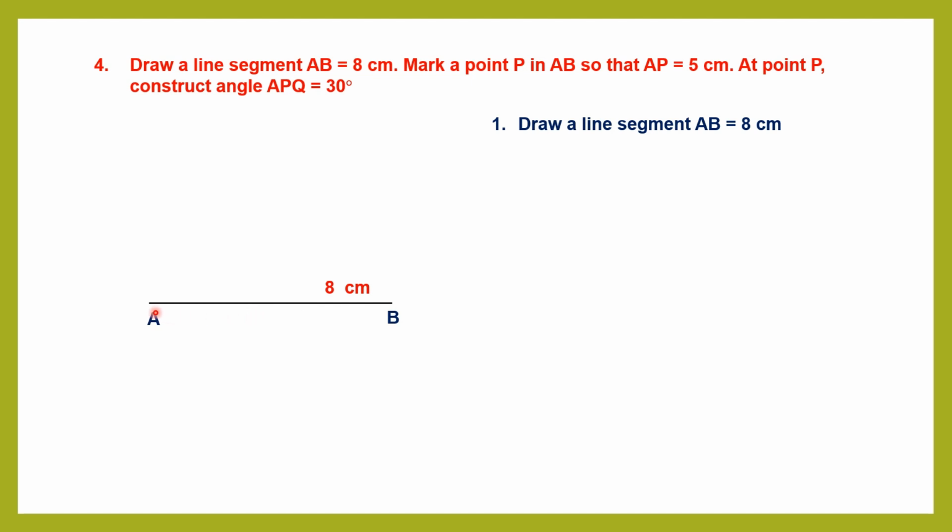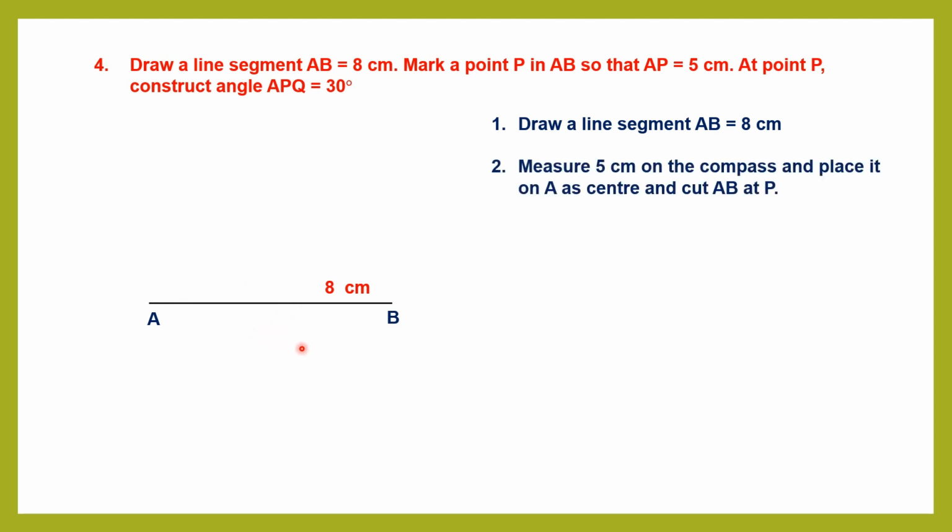Again you can use the help of your ruler to get 5 centimeters, or use your compass: measure 5 centimeters on the compass, place it on A and cut AB at P. If you're using a compass, this is how you will get it. Then let's read the question. At point P, construct angle APQ equals 30 degrees. So at this point, we are going to construct an angle that's 30 degrees.